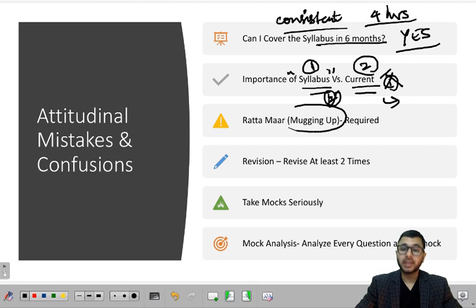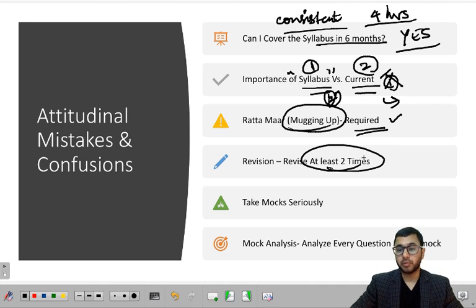Okay, mugging up. A lot of students boast about not mugging up and focusing on understanding. Well, mugging up is required to a certain extent. There has to be a very good, balanced approach when it comes to the balance between mugging up and understanding things. There are areas where you have to mug up. Okay, don't be shy about mugging up. Ratta marna padega, so you have to be ready for that. Revision, at least 2 times. Revision is very important. Students keep covering new areas without revising the older ones. Keep revising the older ones also simultaneously.